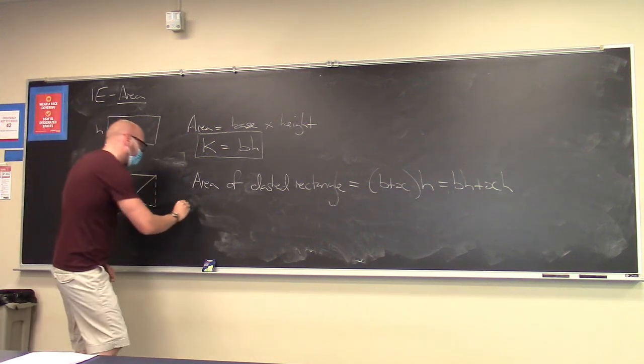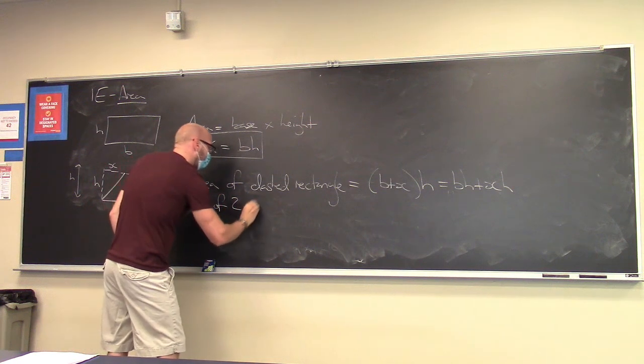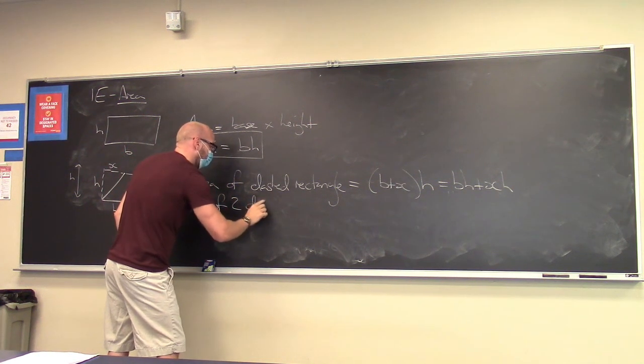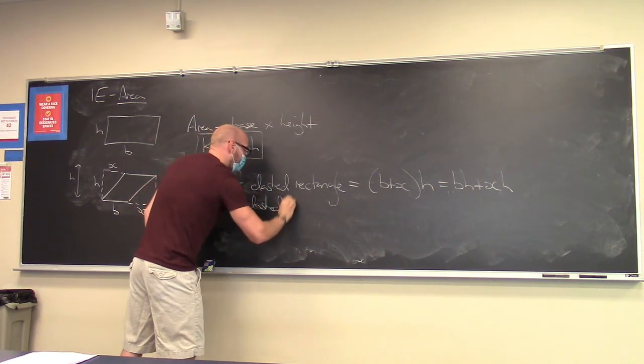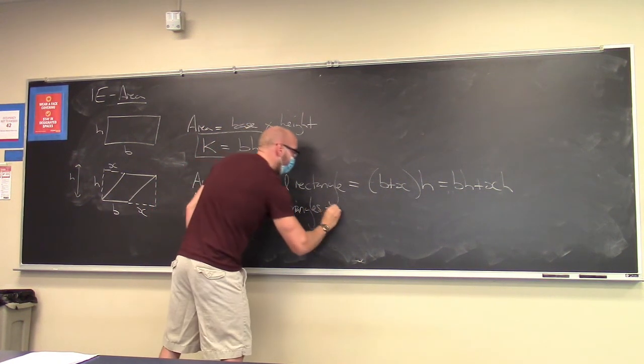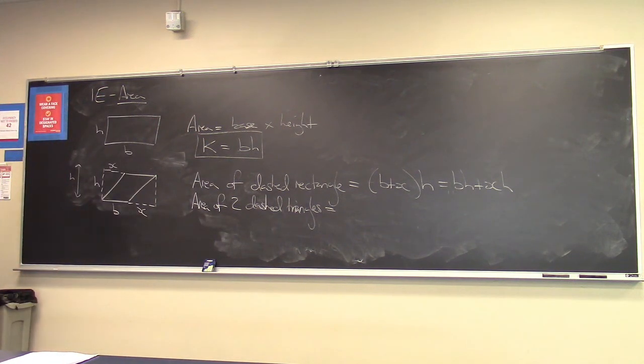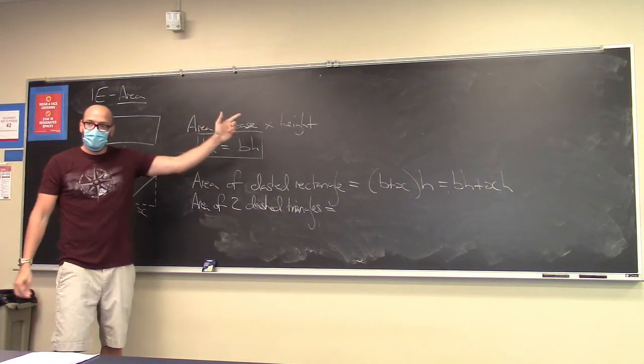What about the area of the two triangles? Area of two dashed triangles. And the trick here is I'm doing this without invoking a formula for the area of triangles, right? I'm assuming I only know how to find areas of rectangles.